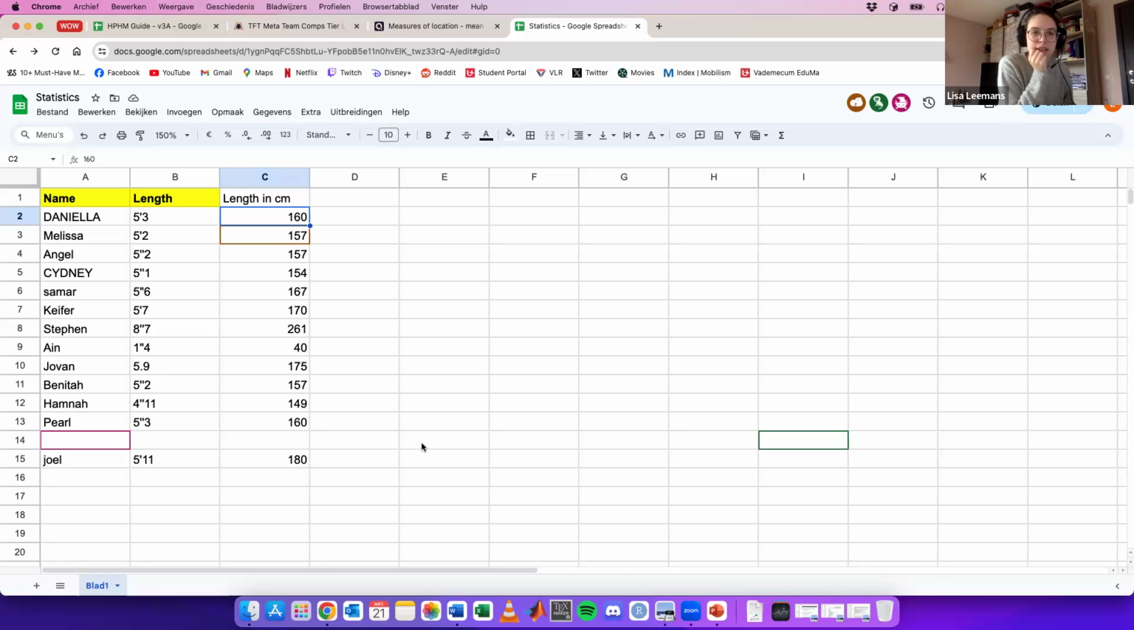Has anyone calculated the mean of these data points? As we saw earlier, we have to sum or add up all these values and then divide this by the amount of values that we have. If you guys forgot the calculation already.